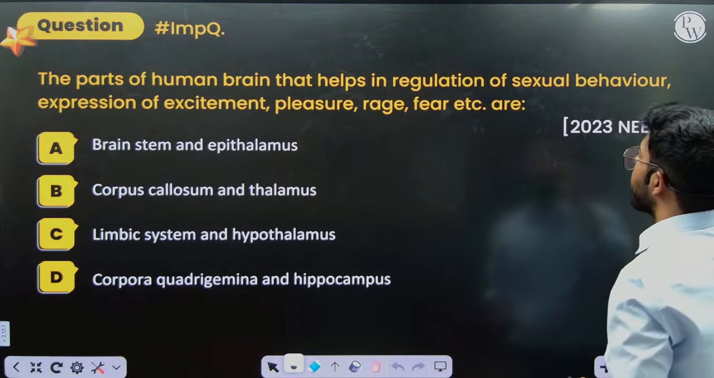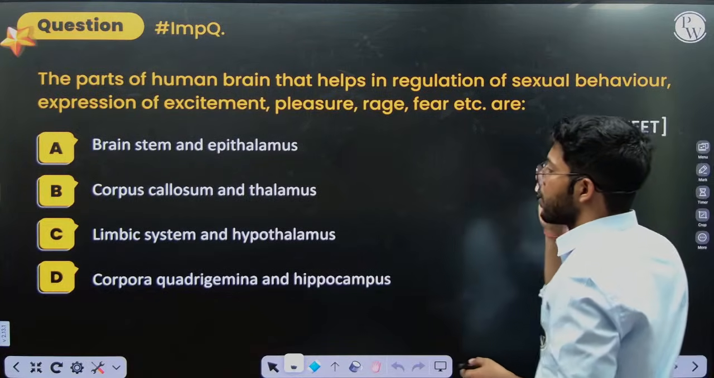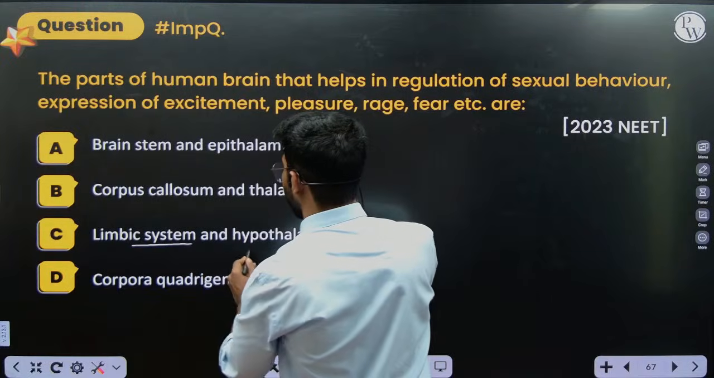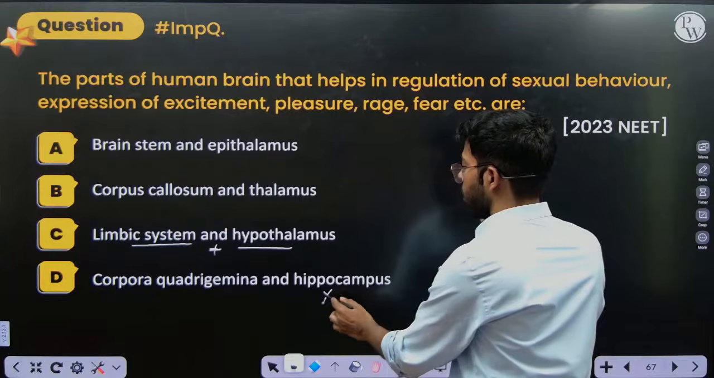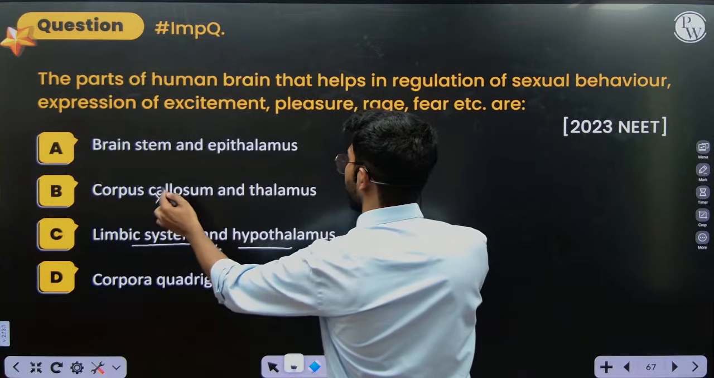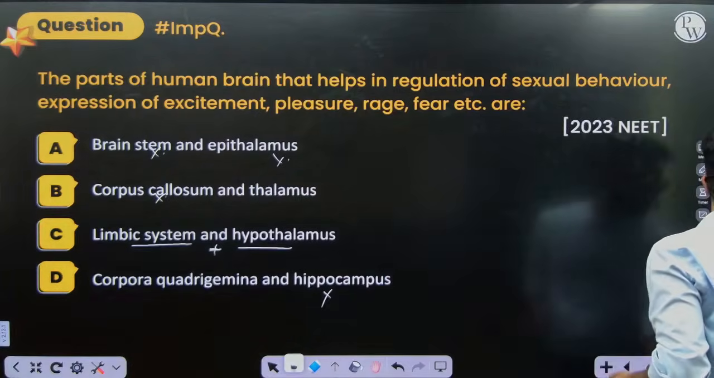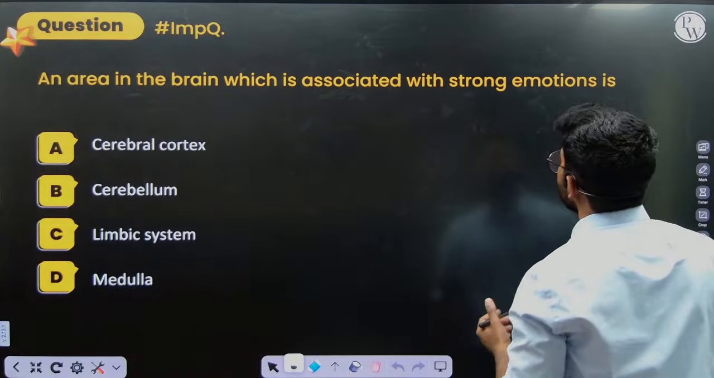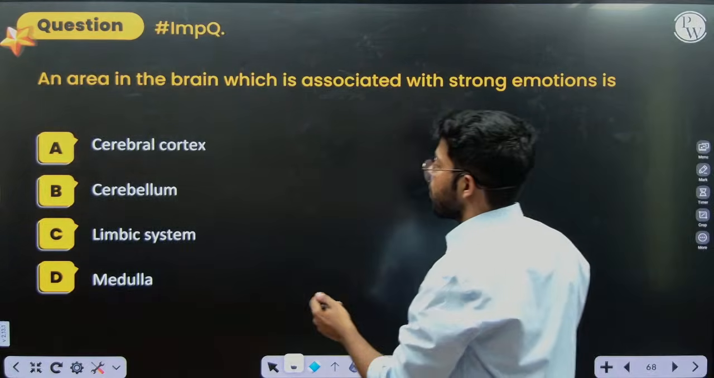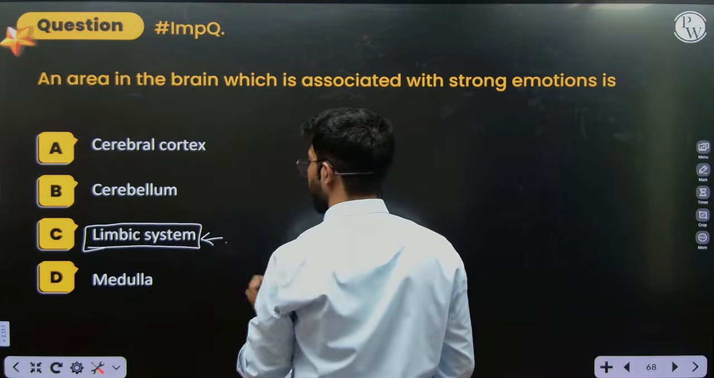The part of the human brain that helps in regulation of sexual behavior, expression, and emotion is the limbic system along with the hypothalamus. This is not the corpus callosum, not the brain stem or epithalamus. An area in the brain which is associated with strong emotions is always the emotional center, the limbic system.